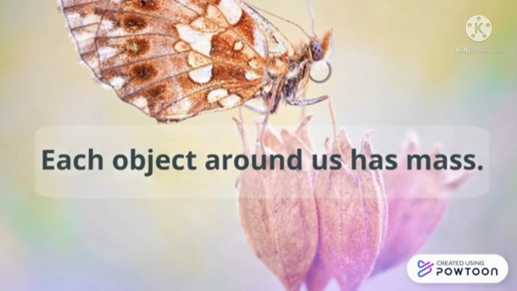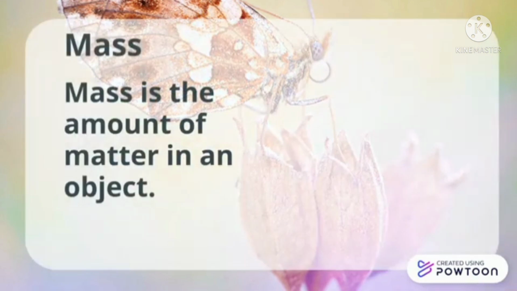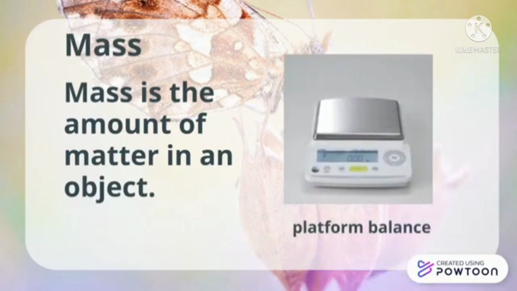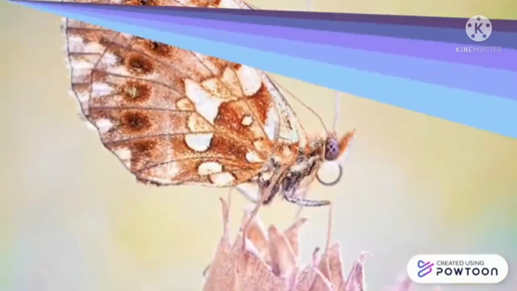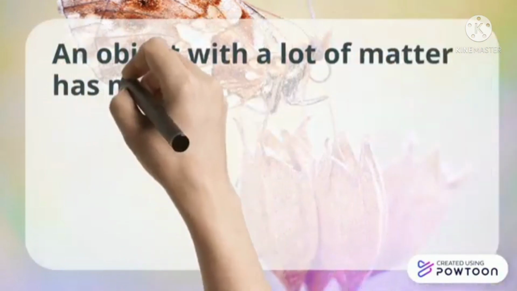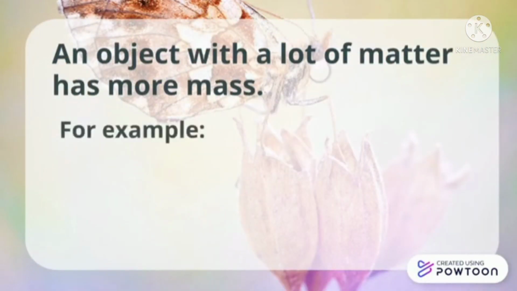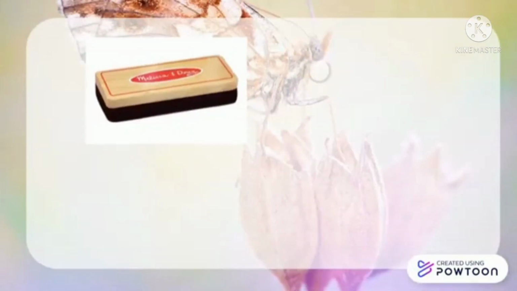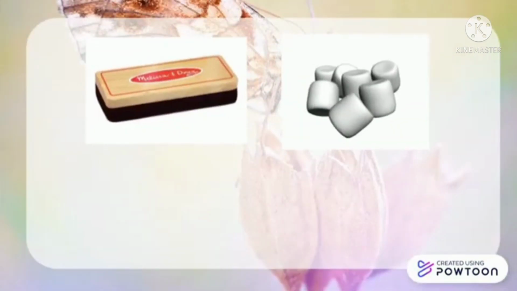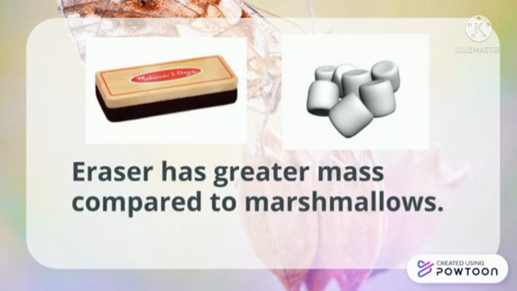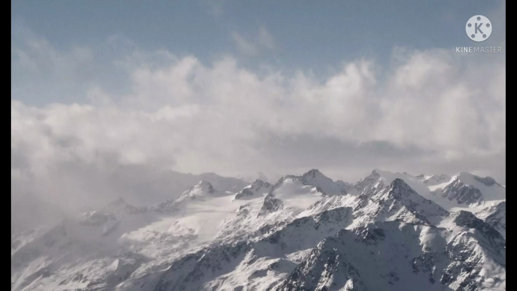Each object around us has mass. Mass is the amount of matter in an object. We can use a platform balance to get the mass of the solid. An object with a lot of matter has more mass. For example, which of the following has more mass? When you compare these two objects, marshmallows are lighter than the eraser, but the eraser has greater mass compared to marshmallows.